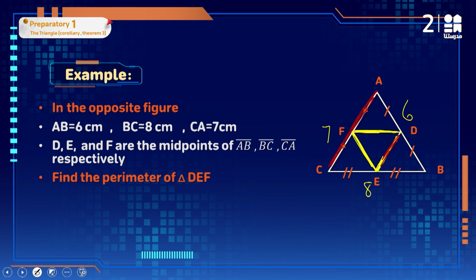AC. This one is parallel to it, which is DE. So if AC equals 7 centimeters, DE equals 3.5. Then, different color. Now let's talk about AB with green. AB, and the parallel one to it is FE. AB is 6 centimeters, so EF is 3 centimeters.